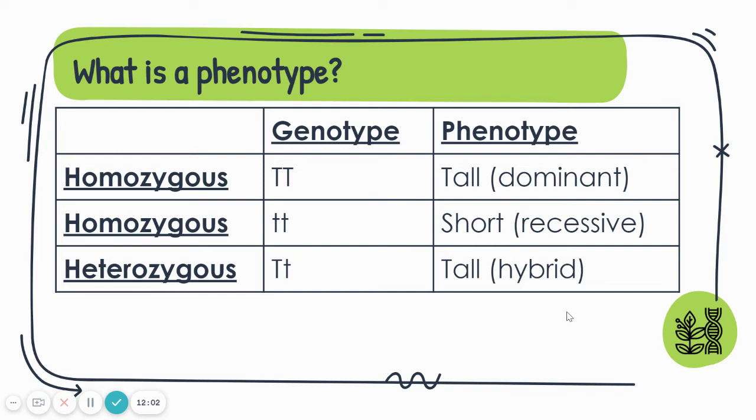The heterozygous genotype would be big T, little t. The phenotype we would see is going to be tall, right? Because that dominant is going to overtake the recessive. And we would call that a hybrid, right? Has one of each. So we call that hybrid.